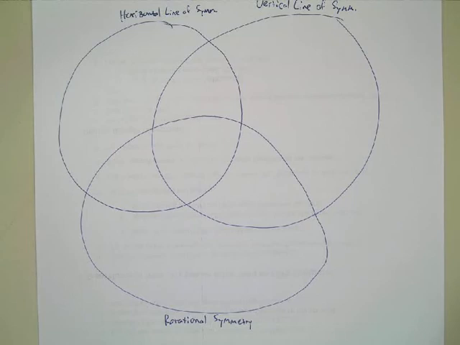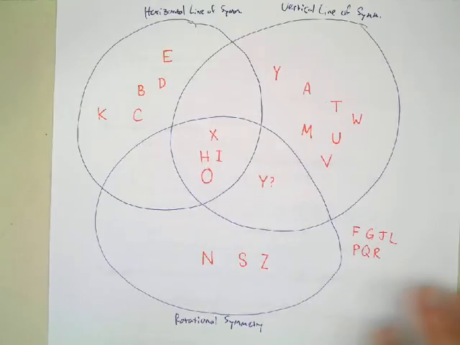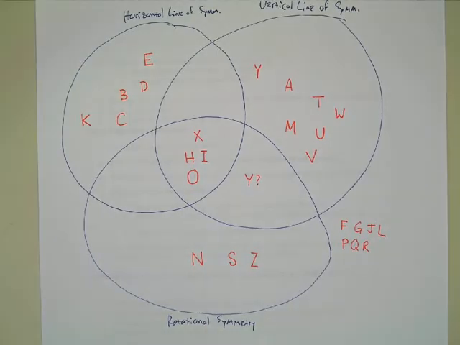All right, and then for the very center, Evan, what you got? H, I, X, and O. And that's kind of what I got. So the poor leftovers there are F, G, J, L, P, Q, and R. Okay. So something like that.